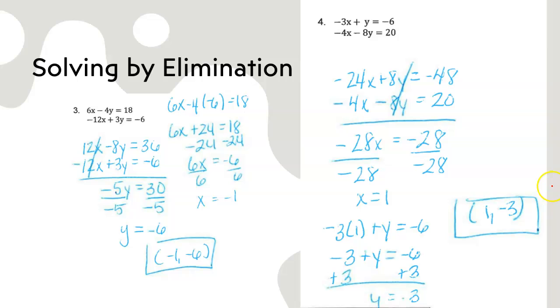Number 4, I changed the middle term to 8 so that I can eliminate 8y. So I got negative 28x equals negative 28. When I solved, I got x is 1. Plugged that back into the top one, solved, and got y is negative 3. So my point is (1, -3).